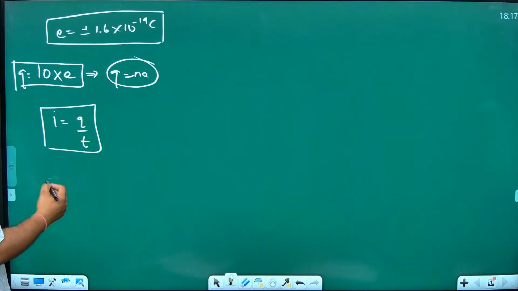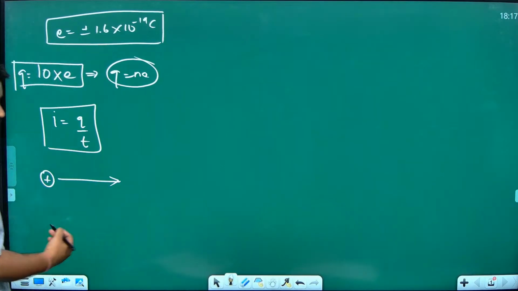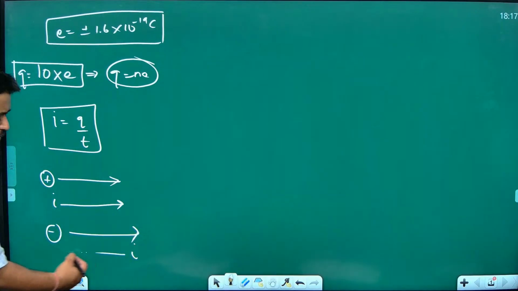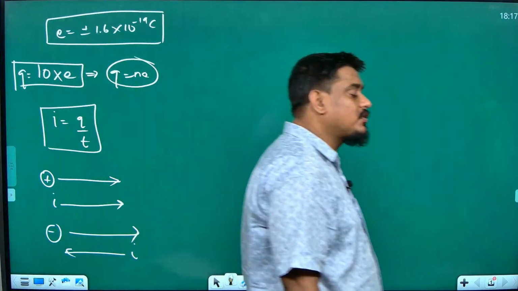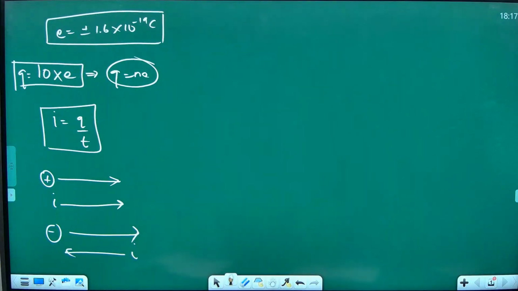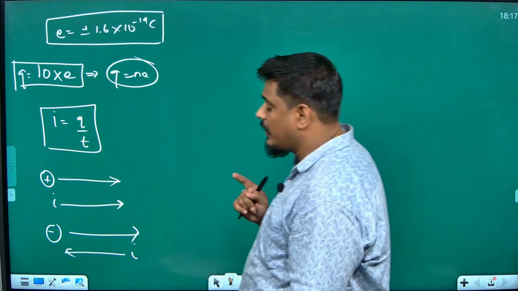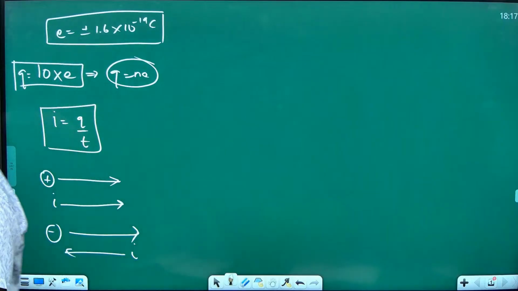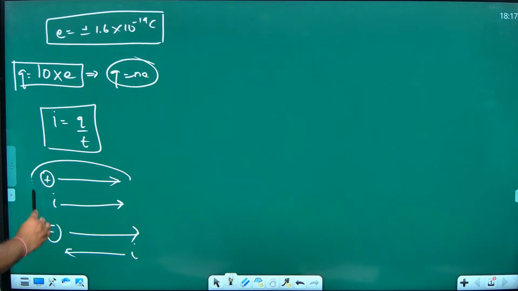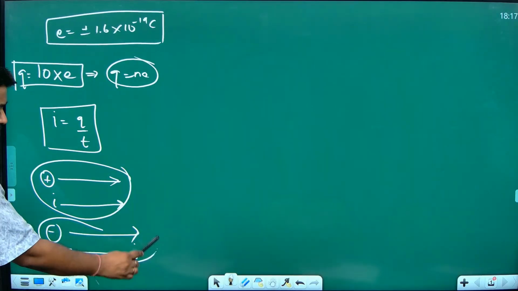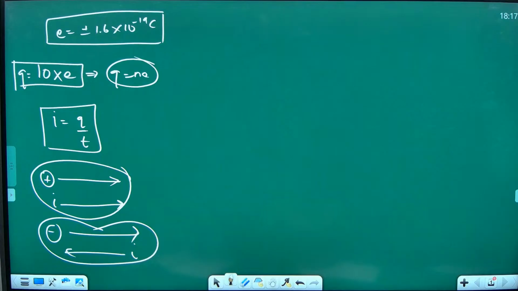It means if you have a proton, it starts to move, the current is produced. If you have an electron, it starts to move, current is produced. Difference is current produced by a moving proton and a moving electron will have different directions. Current produced by a moving proton will be in the same direction of proton. Current produced by a moving electron will be in the opposite direction of electron. This current is called conventional current. This current is called electronic current. Conventional current and electronic current.